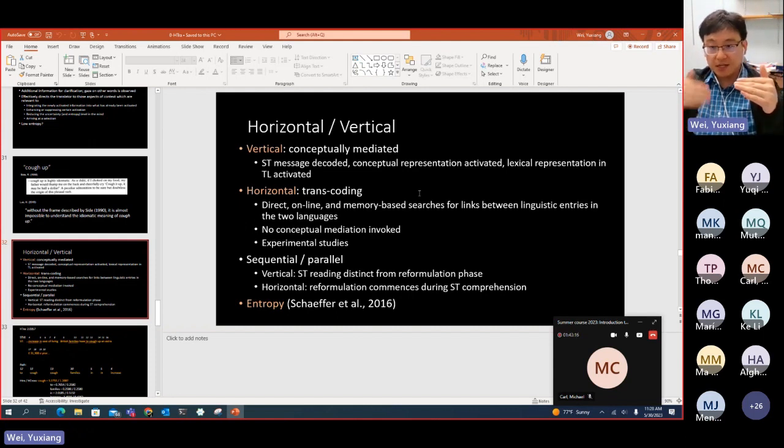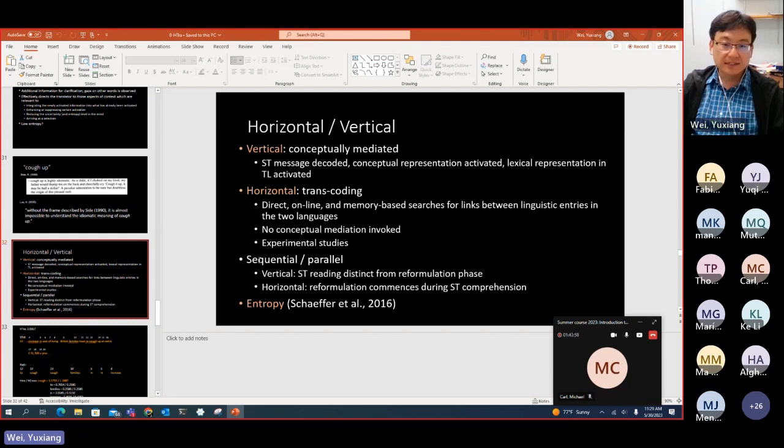So it goes to the conceptual level, whereas horizontal translation would be more along the lines of transcoding, which is a direct online and memory-based search for links between the linguistic entries in the two languages. There would be no conceptual mediation involved, and there are some experimental studies showing that there are some horizontal processes in existence, even if the vertical process is there. So it seems that both exist, and that the horizontality is gaining more evidence in recent studies.